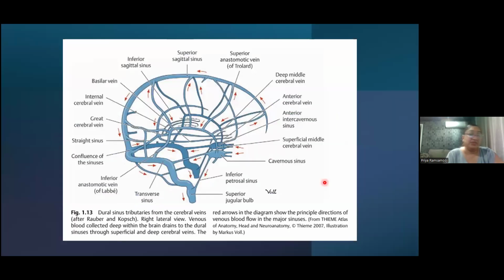And to wrap up, this is the beautiful picture showing us everything that we just spoke about. Superior sagittal sinus, inferior sagittal sinus, right? Great cerebral vein coming down into the straight sinus. Confluence of sinuses has what? Where they all connect, right? And then from the confluence of sinuses, it comes down into our superior jugular bulb and into our internal jugular veins, right and left, and then goes back to the heart, right?